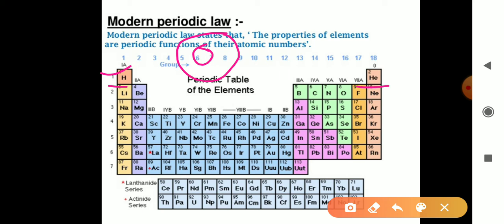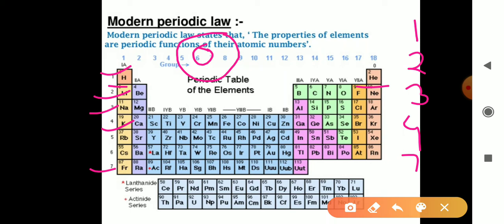There is a certain limit for electrons for each shell. So for the first period, shell number 1 is complete. Then for the second period, the second shell is filled completely. Similarly, for the third period, the third shell is filled. For the fourth period, the fourth shell is filled. Like this, for the seventh period, the seventh shell is completed.